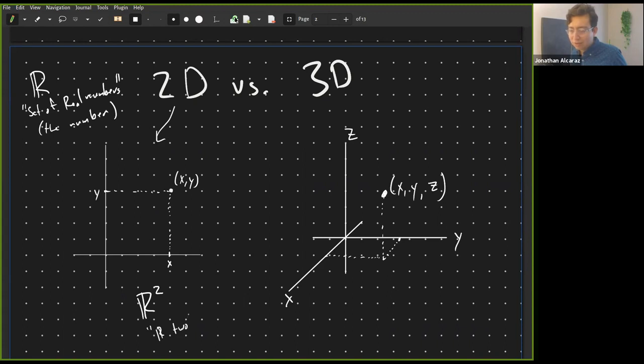R2 is how you would pronounce this. And similarly over here, you'd say R3. If you say R squared or R cubed, I don't think you'll get funny looks or anything, but usually it's R2 or R3. That's usually how we say it. That's just another notational thing.